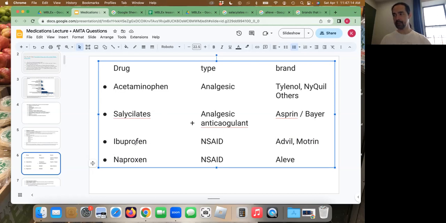Bayer is the brand, aspirin is the common name. Ibuprofen and naproxen, those are both NSAIDs. Ibuprofen is found in tons of medications, including Motrin and Advil. Naproxen is found in Aleve.